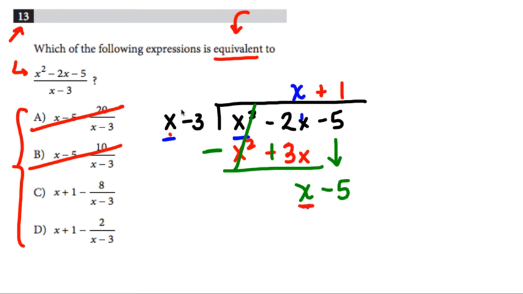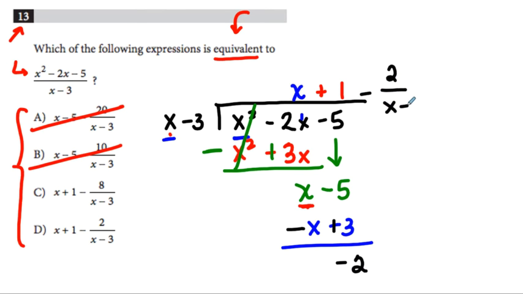Now I'm going to multiply that 1 to the whole quantity, x minus 3. All right, so that's going to give me x minus 3. Then we subtract, so it becomes minus, plus, add down, we're going to get negative 2. We take that negative 2 and we put it over our original divisor. And so my answer would be D.